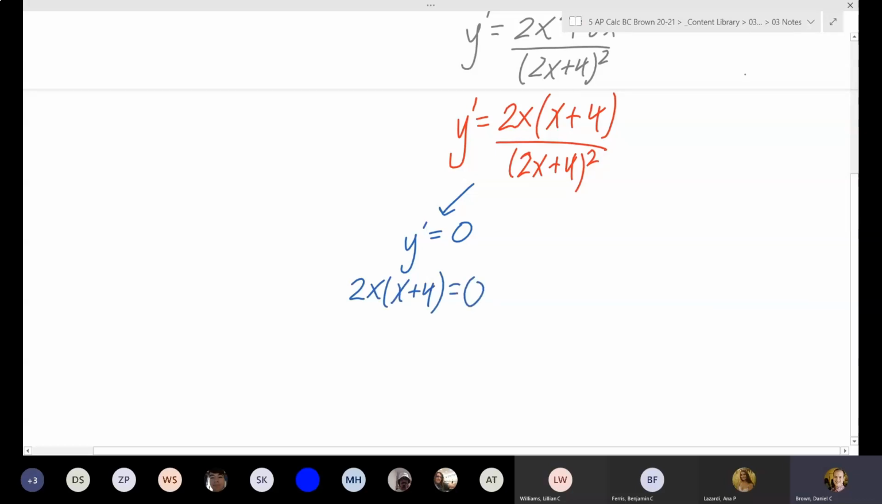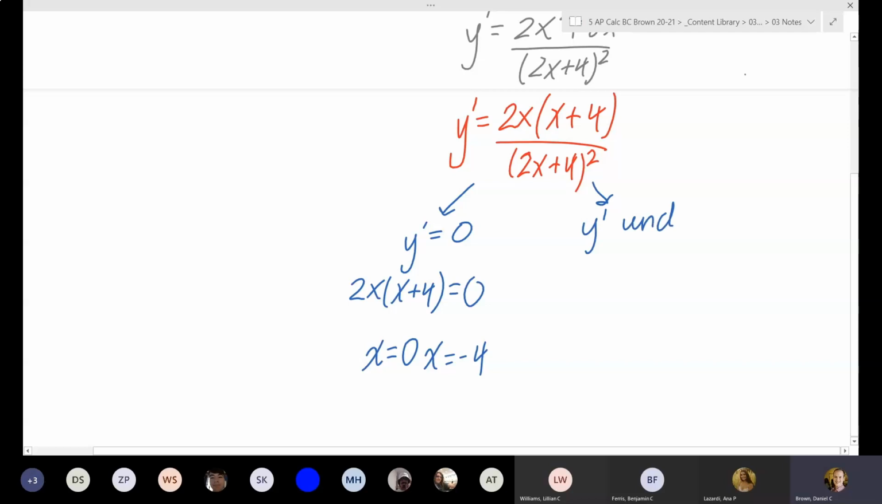And this is why factoring helps, because when that numerator is factored, you can easily see what those critical points are. So I have two critical points. One of them is at 0, and the other one is at -4. The other place where we have critical points is when the derivative is undefined.